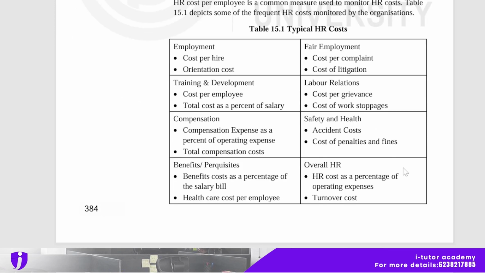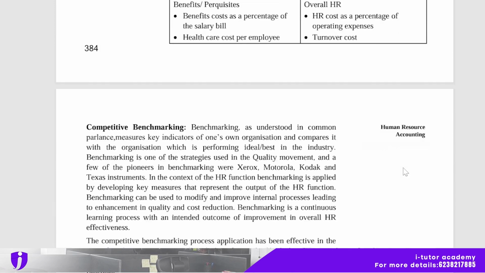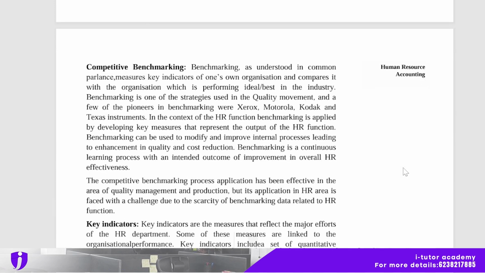Typical HR costs are here. So you just verify this table. It will help you for your more understanding. And competitive benchmarking, as understood in common parlance, measures the key indicators of one's own organization and compares it with the organization which is performing ideal best in the industry.